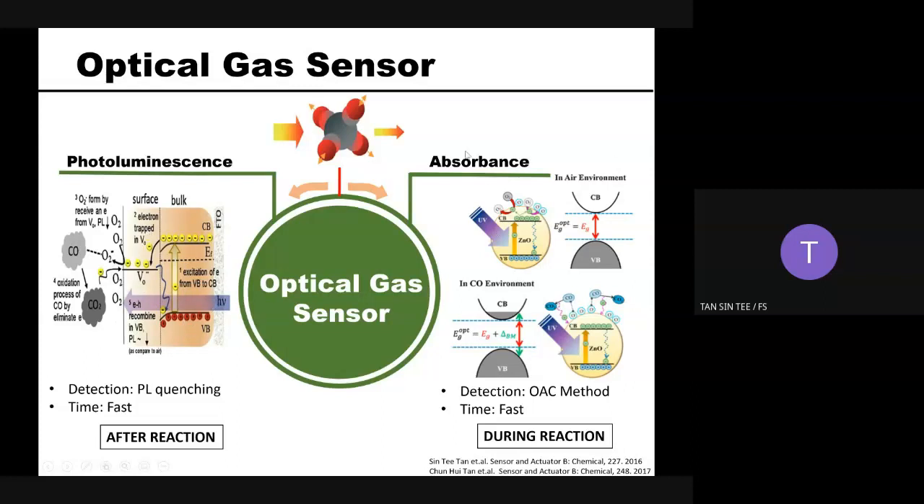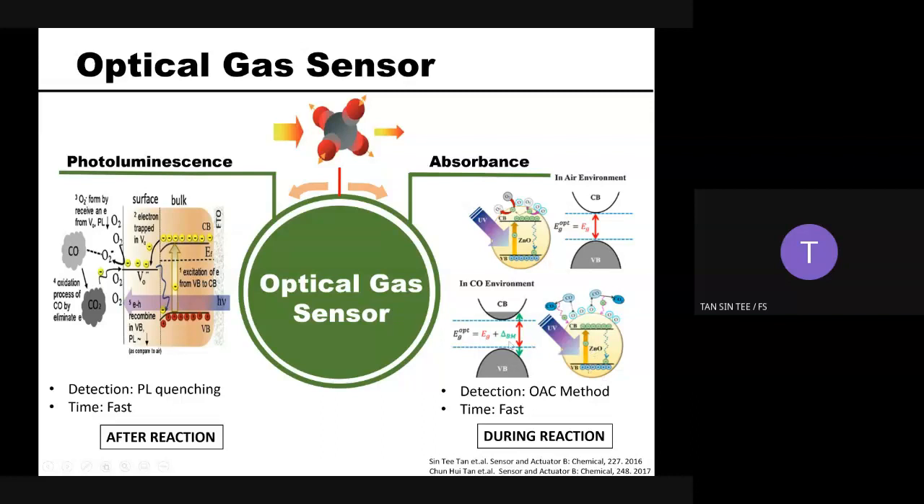After that, we are trying to further modify our system to an absorbance-based sensor. In the absorbance-based sensor, we get a more precise analysis by studying the mechanism during the reaction. We detect our material using the OAC method. The OAC method here is an optical absorption correction method. We consider the before and after, and take the difference between them. From here we can evaluate the CO gas absorption in the air environment, and also what the difference is in a CO environment.